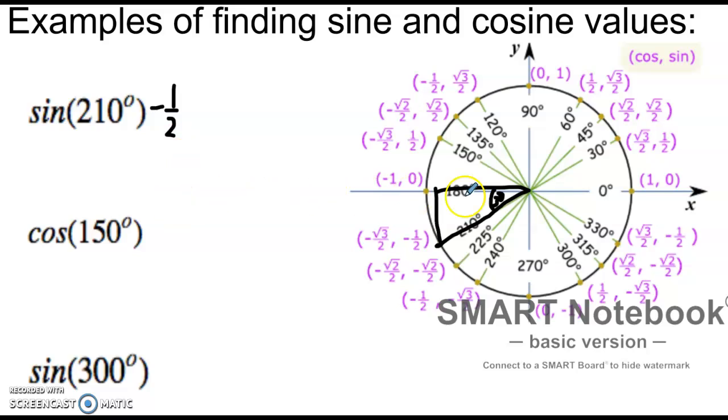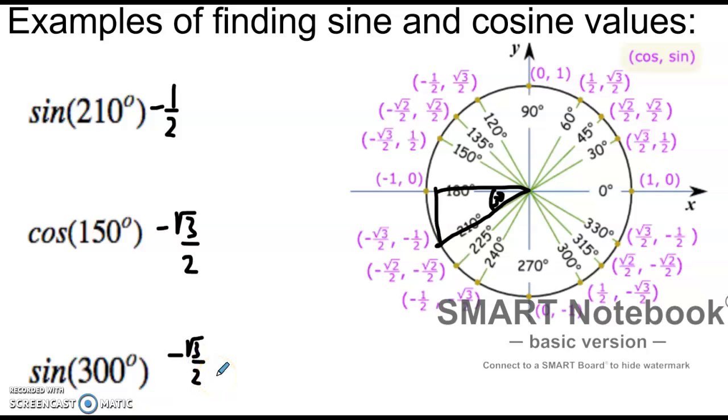We do the same thing with the cosine. Cosine of 150 degrees. Well, 150 degrees is right here. Here's the coordinates for 150 degrees. The x value for that is the negative square root of 3/2. And the sine of 300 degrees. 300 degrees is all the way around to here. The coordinates are 1/2, negative square root of 3/2, and we're looking for the sine. So it is also the negative square root of 3/2.